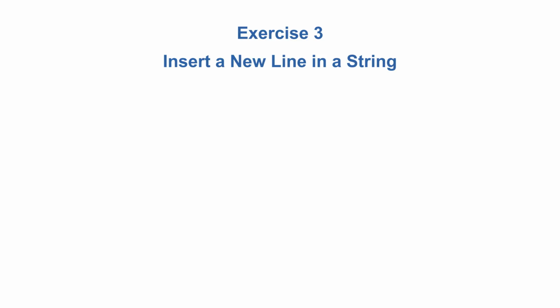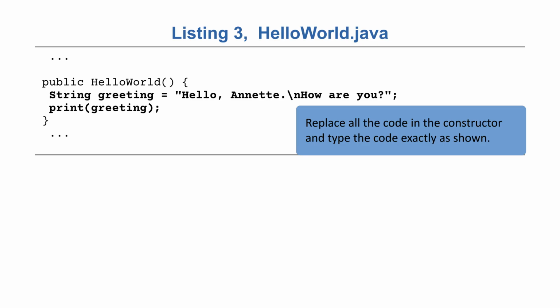Next, we'll define a string with a new line character marking where you want it to start a new line when printed. In exercise 3, we'll add a new line control to the middle of a string. Replace all the code in the constructor and type the code exactly as shown. Run it. What happened? It should have printed the greeting splitting the line at the \n.